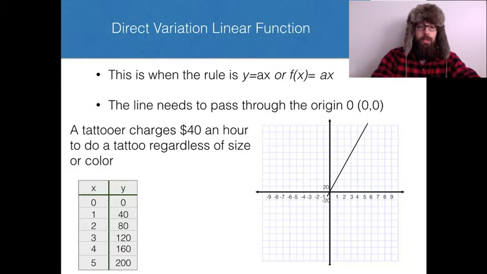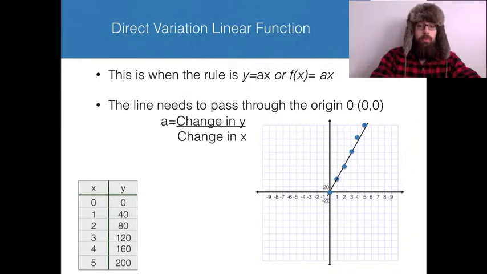So let's say we have a tattooer who charges $40 an hour to do a tattoo regardless of the size or color. Doesn't matter. Okay, so if he's worked for 0 hours, he's made $0. If he's worked for 1 hour, he's made $40. 2 hours, $80. Same thing, right? So we start graphing it. So 0, 0, we graph 0, 0. 1, 40, we graph 1, 40. And we just keep doing that until we have our line.